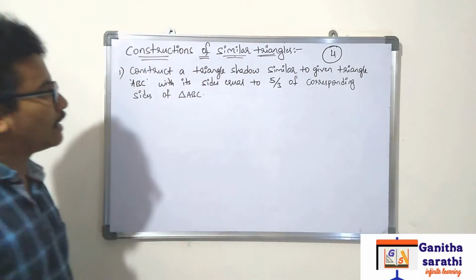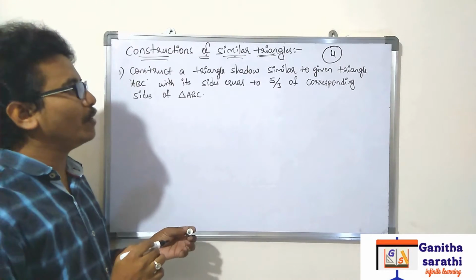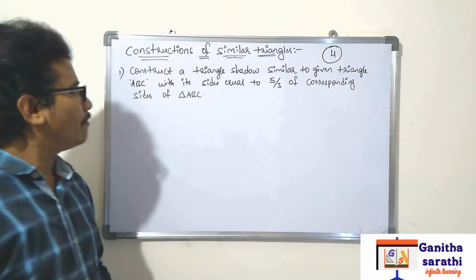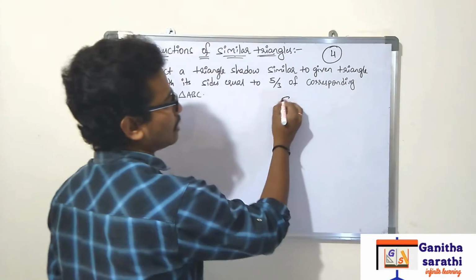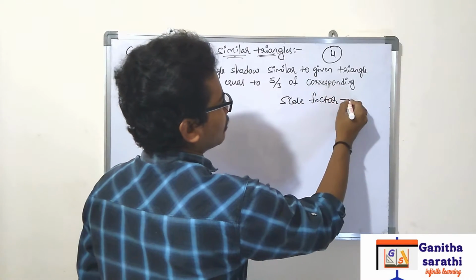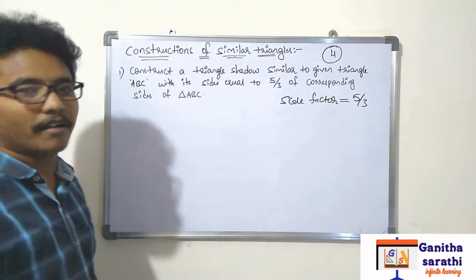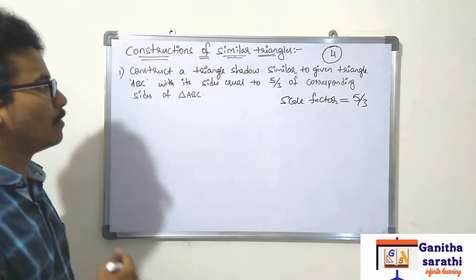First of all, in constructions, what is the problem giving? Construct a triangle similar to a given triangle ABC with its sides equal to 5 by 3 of the corresponding sides of triangle ABC. What is the scale factor given? 5 by 3. Now, we have to construct a similar triangle. How will we construct a similar triangle?